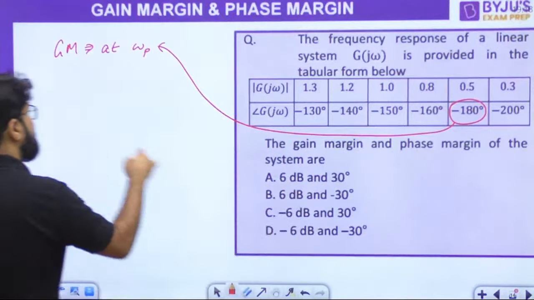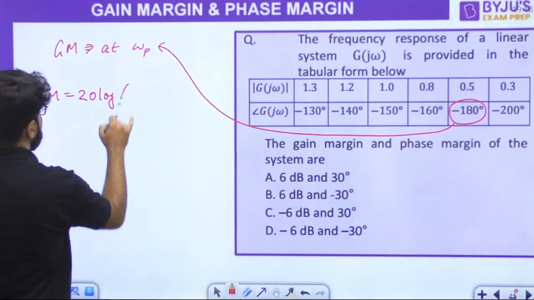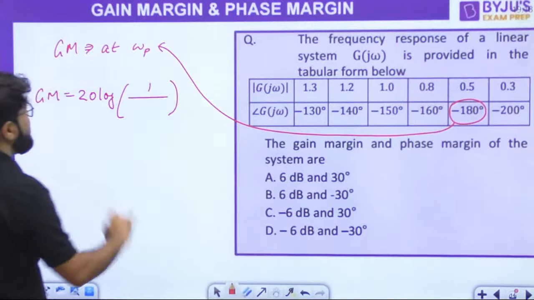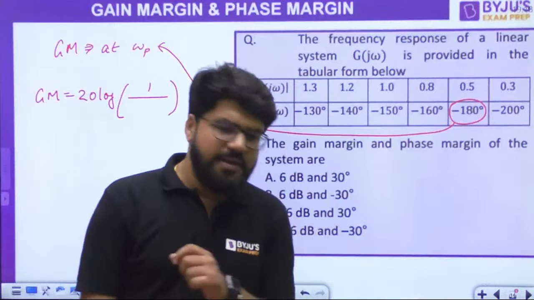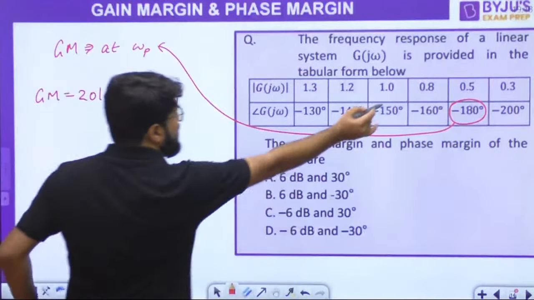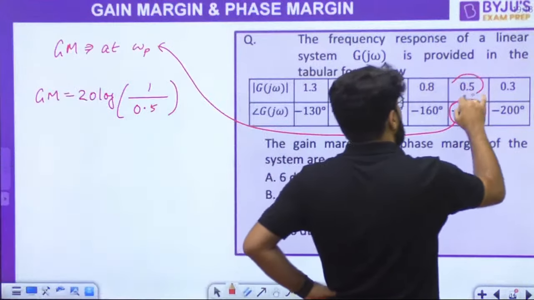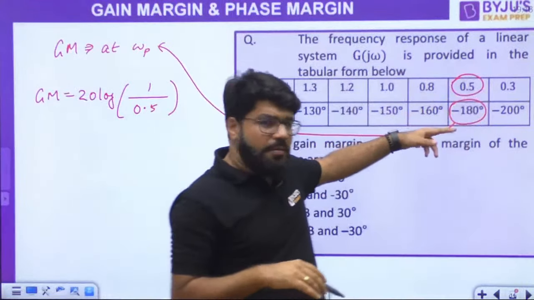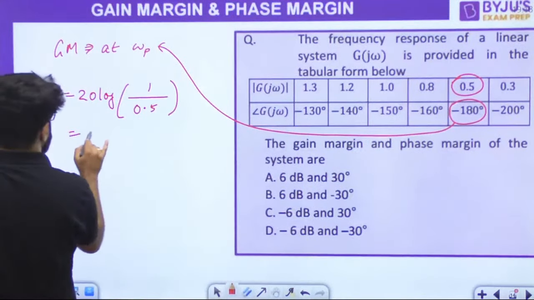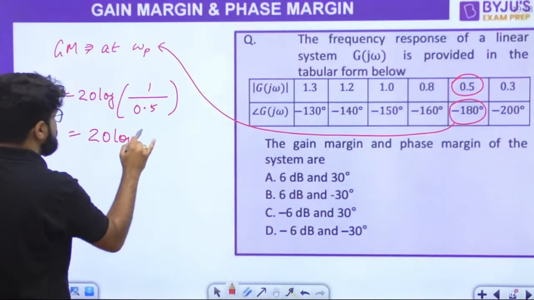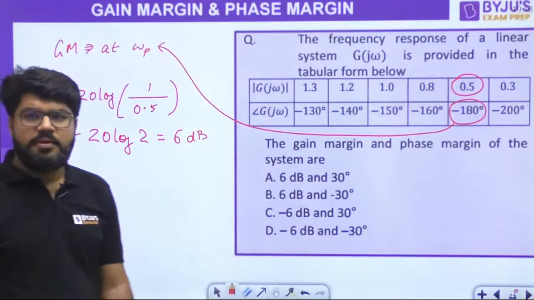So what is the gain margin in decibel? It is 20 log 1 over the magnitude at that frequency. What is the magnitude at that frequency? It is 0.5, so we will use this magnitude. At that frequency, which is unknown, but corresponding to this phase, the magnitude is 0.5. So this becomes 20 log 1 upon 0.5, that is 2. 20 log 2 is equal to 6 decibel approximately.